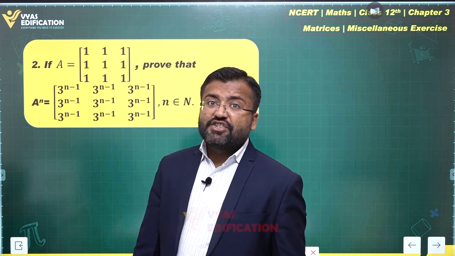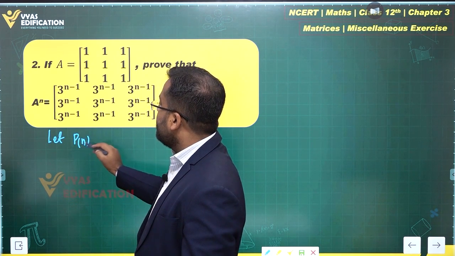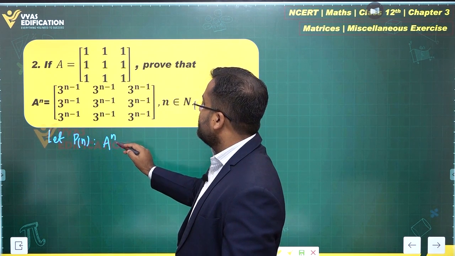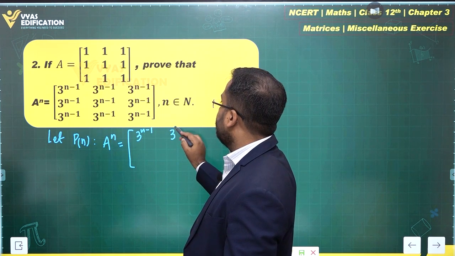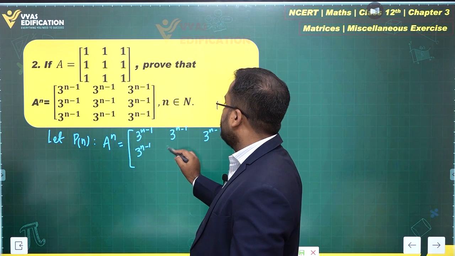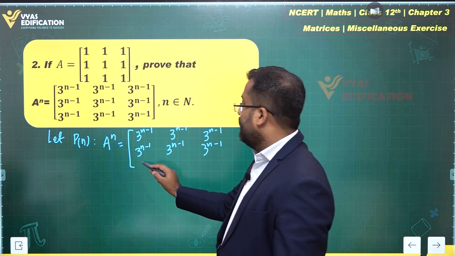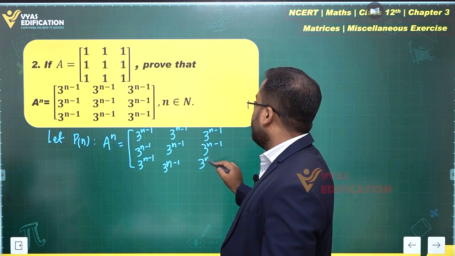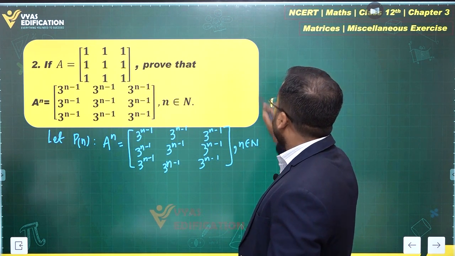So principle of mathematical induction says that let us assume the statement P(n). What is the statement P(n)? P(n) is this statement: A power n is equal to this matrix over here, with every entry 3 power n minus 1, for n belongs to natural.